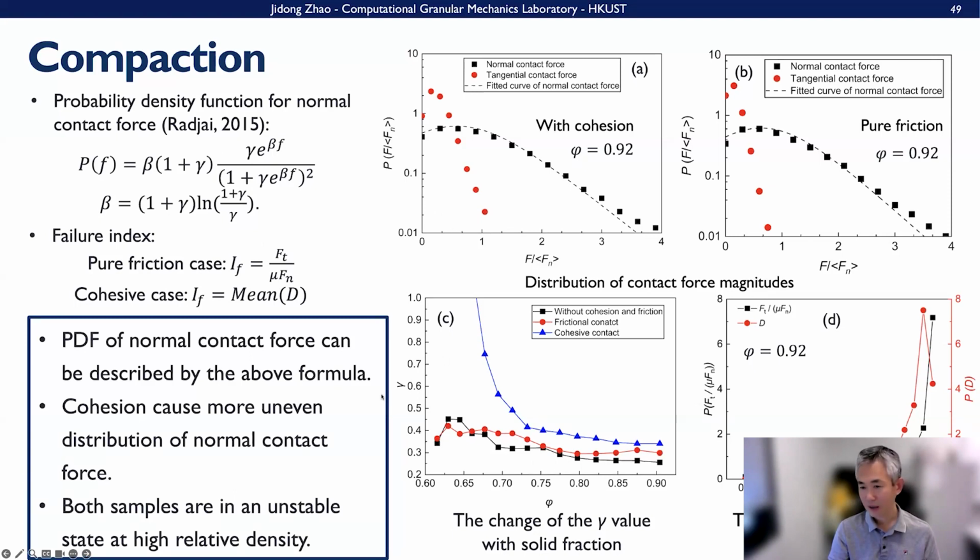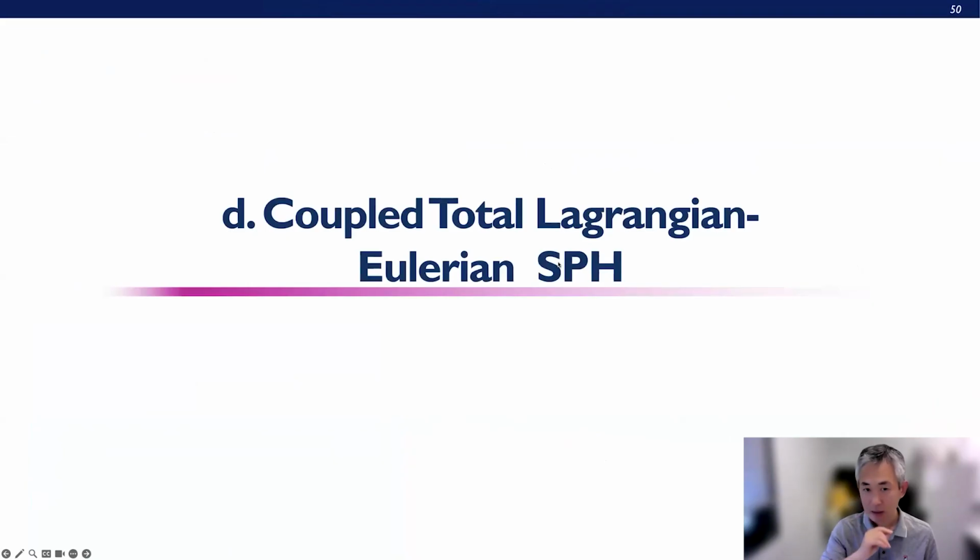And then at a relatively high density, the sample can become unstable in certain cases here. That is how we use a total Lagrangian SPH to model the behavior here.